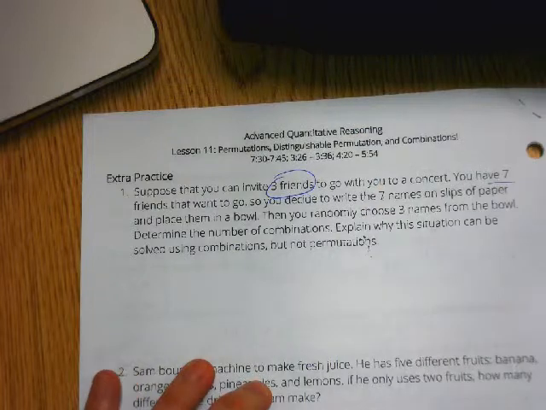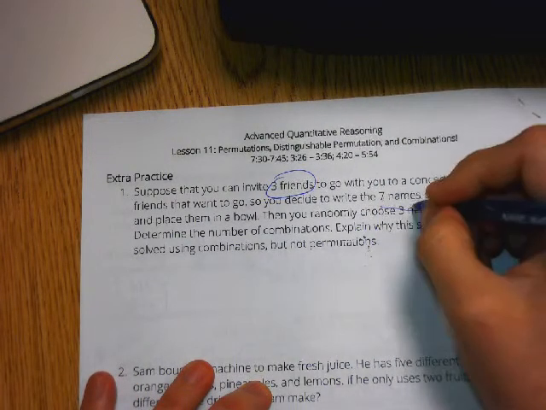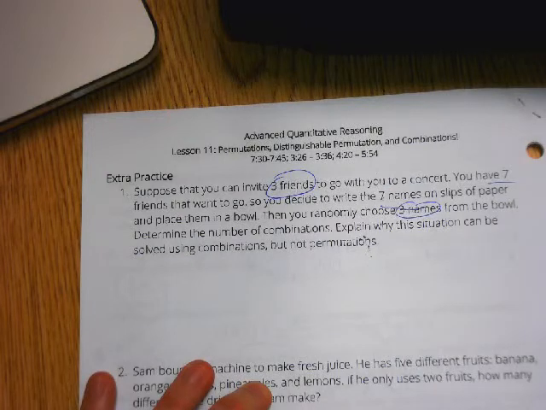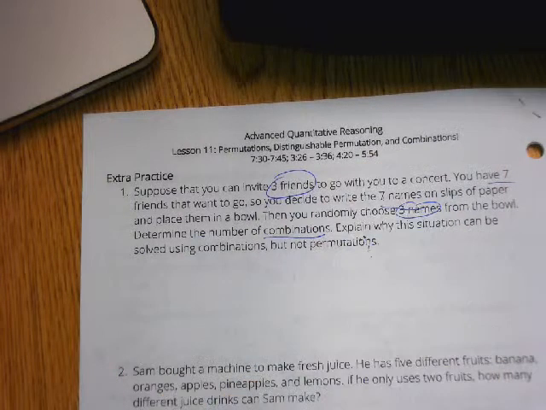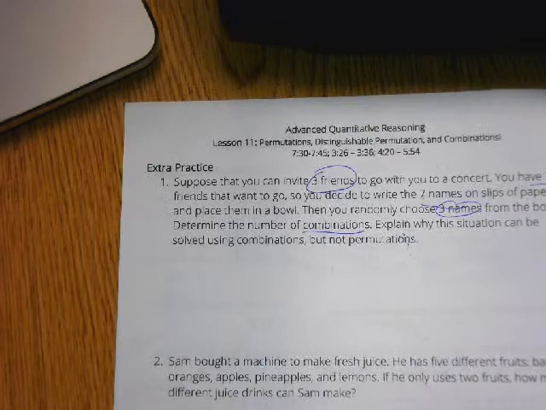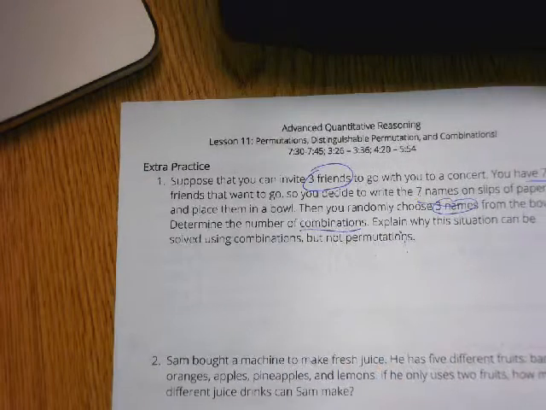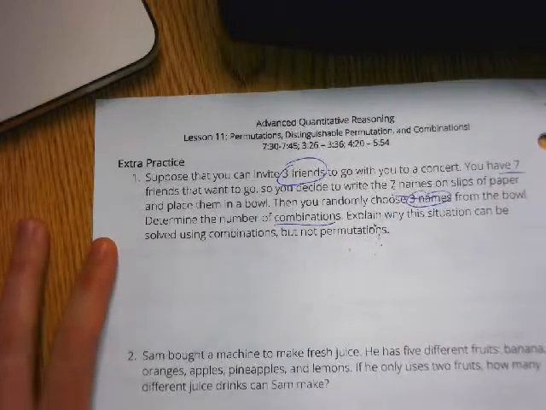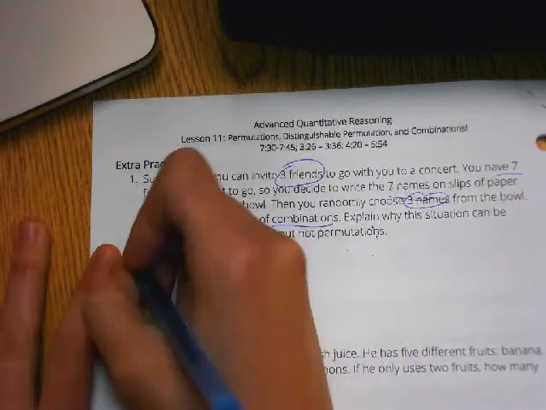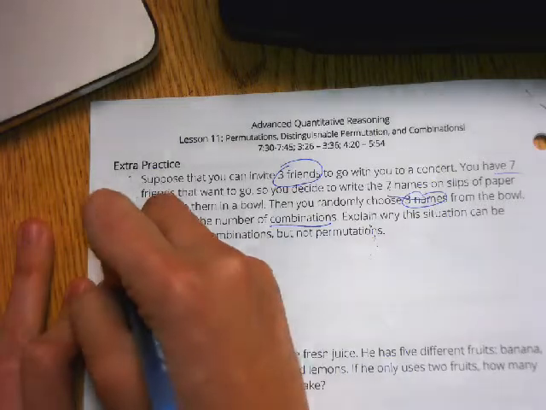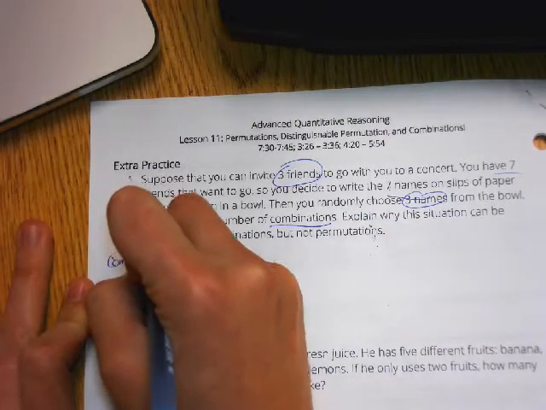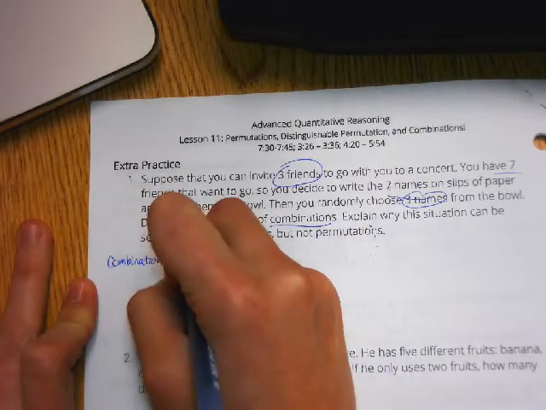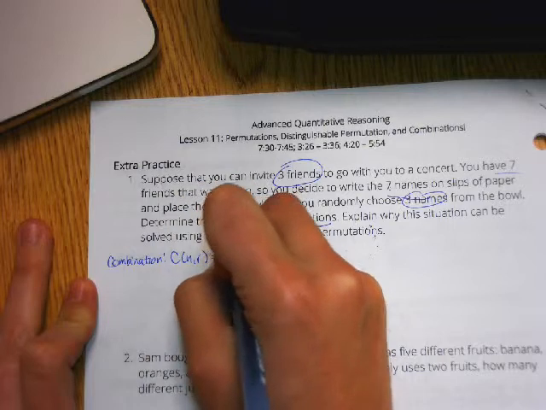Let's go to these extra practice problems. Suppose that I invite 3 friends to go with me to a concert, and I have 7 friends that want to go. I write the 7 names on a piece of paper and put them in a bowl. Then I randomly choose 3 names. This is pretty much telling me to determine why I'm using the combination formula. So first I'm going to find the number of combinations and explain why I'm using combinations and not permutations.